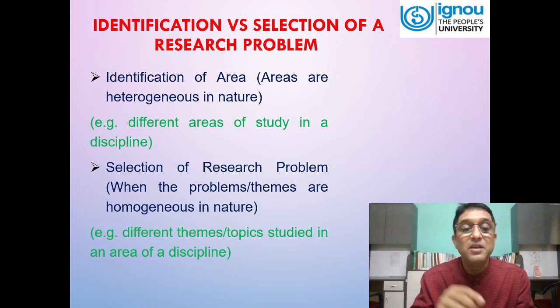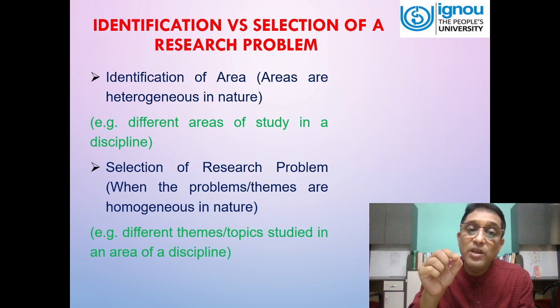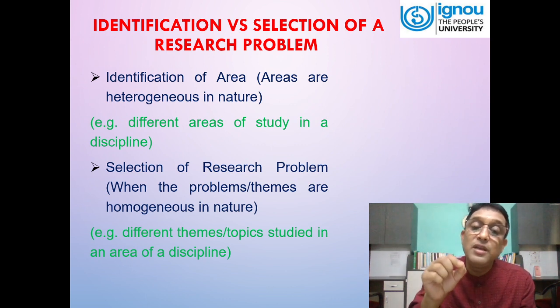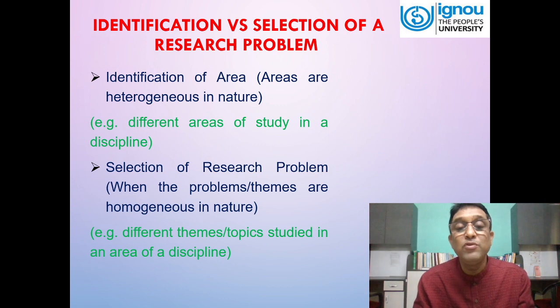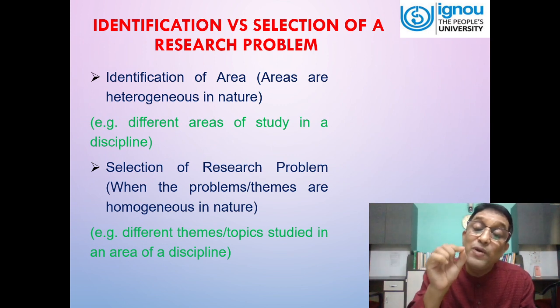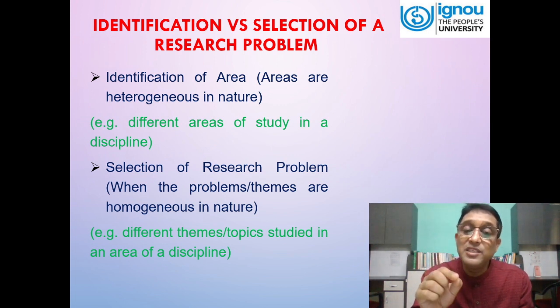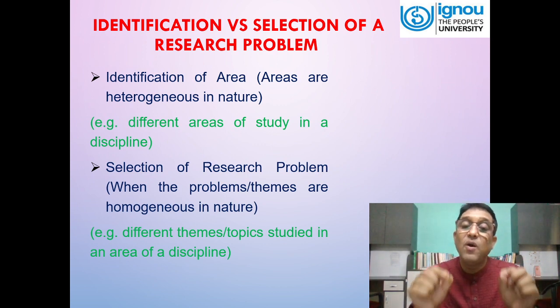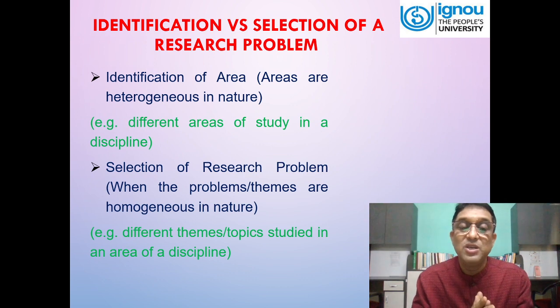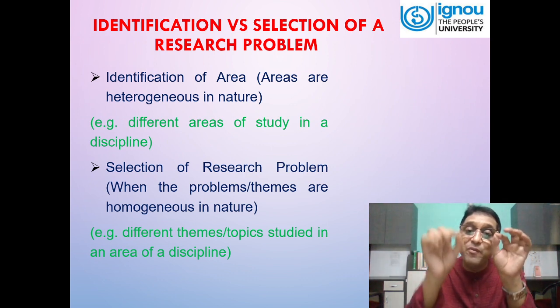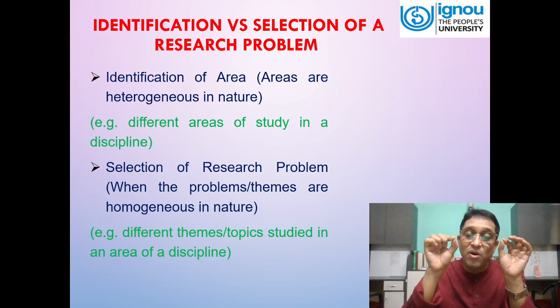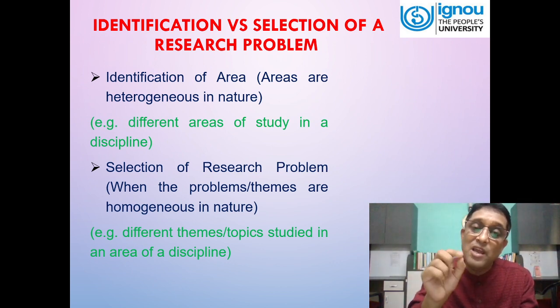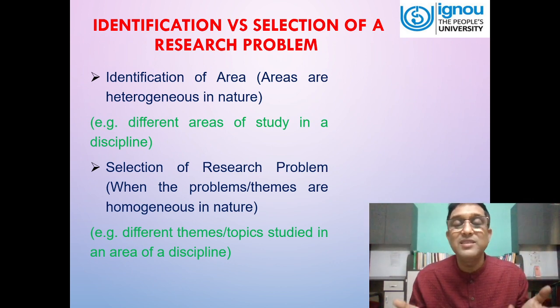So that is why, friends, when we talk about identification, it is related to the area. So what you have to do as a student of education, as a researcher, is to identify one area first. Let us say you identified one area, that is psychology. You want to conduct your study on educational psychology. Okay, so you have to identify the area among different areas of education. One area you have to identify, because all areas are heterogeneous.